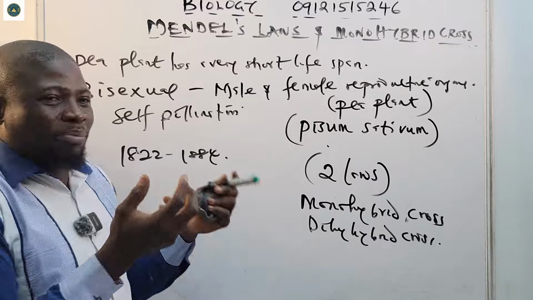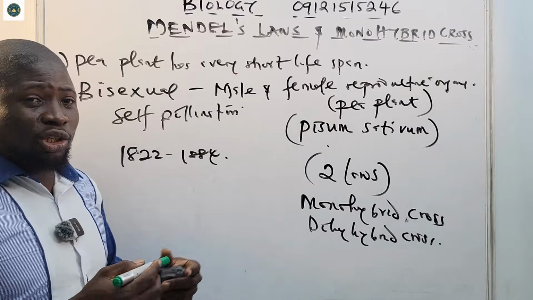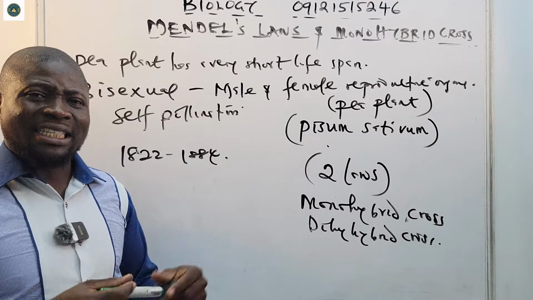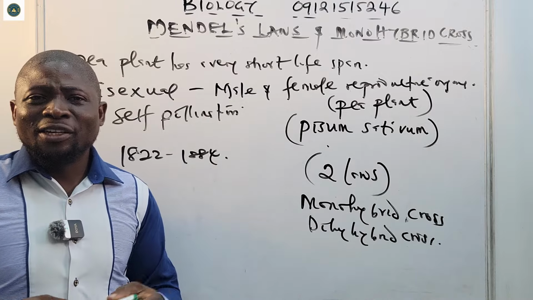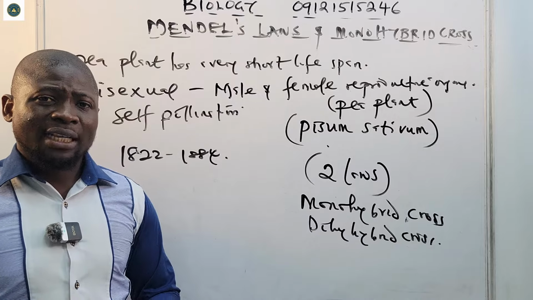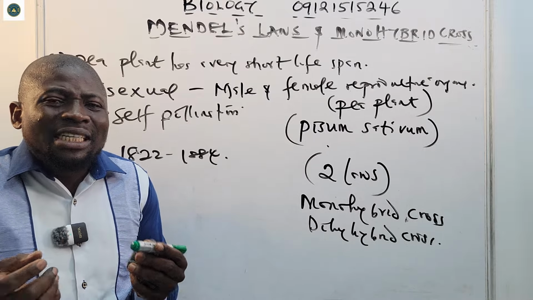So you are seeing some of the reasons why Mendel chose the pea plant. It was bisexual. It had both the male and the female reproductive organs in it, which means it can self-pollinate. It doesn't even need to go and find another pea plant to be crossed with. So they can self-pollinate, and it could breed the same type of plants.